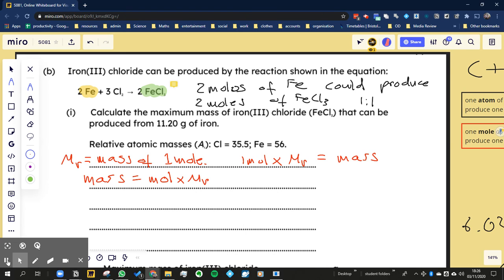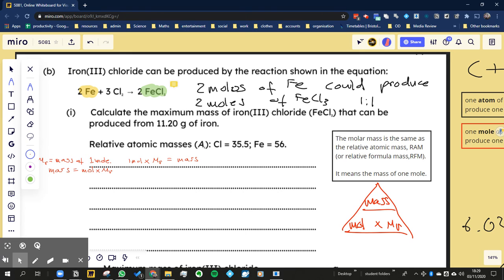So don't think too much about how much you've got to remember. Once you understand that the molar mass simply means the mass of 1 mole, and it can also be worked out by the relative atomic mass or the relative formula mass, then we can put that into a triangle and use the triangle to rearrange the formula. So we've got the mass, it's 11.2 grams. That's the known substance, that's our known substance there of iron.